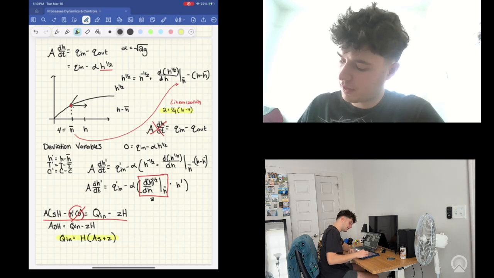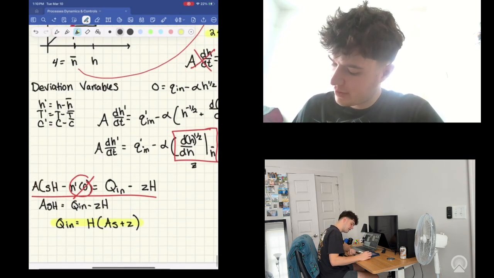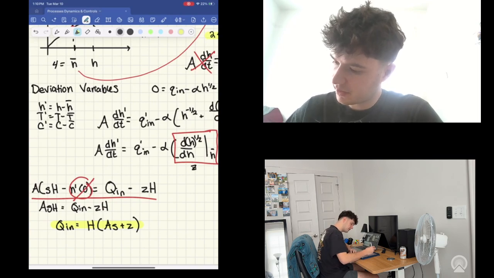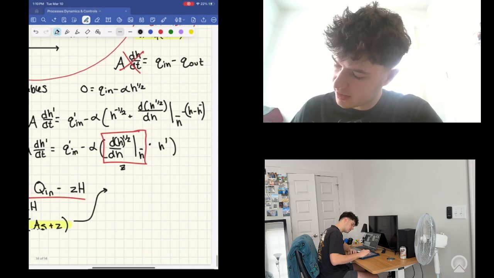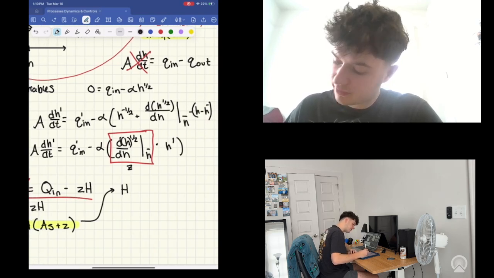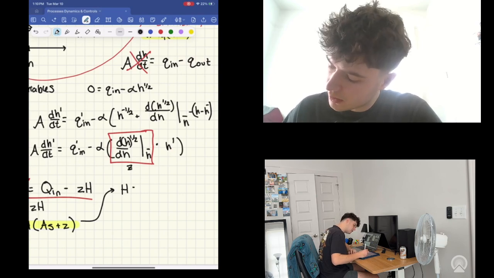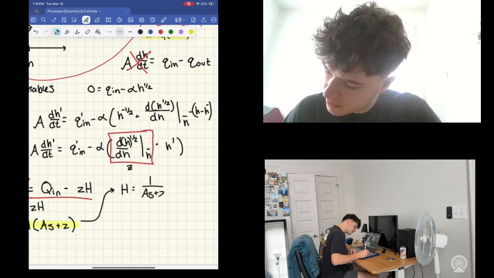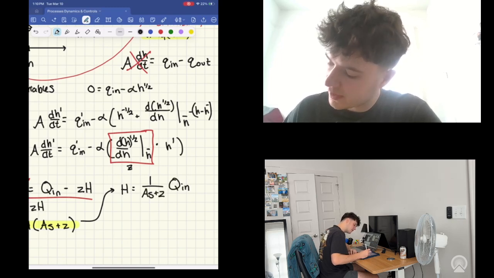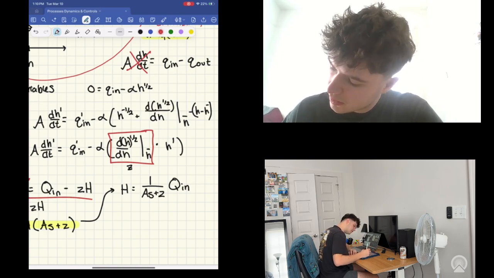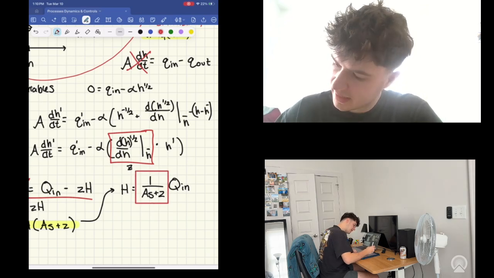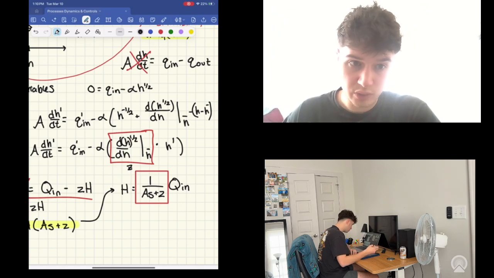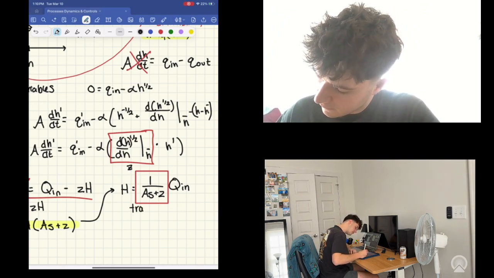Now we have one more Laplace transform to take, and we want to isolate this H value. So we're going to draw an arrow up to here, and we're going to say, this is after the Laplace has been taken, you do H equals 1 over as plus z times Qn. And then we were actually able to square that value and say that this is actually equal to our transfer function.